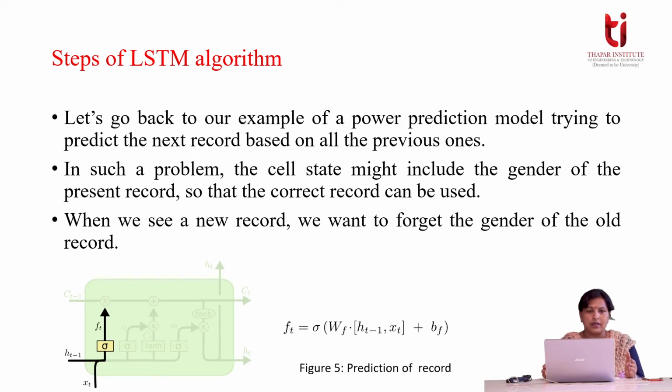Now, let's go back to our example of a power prediction model. We are trying to predict the next record based on all the previous ones. In such a problem, the cell state might include the gender of the present record so that the correct record can be used. When we see a new record, we want to forget the gender of the old record.